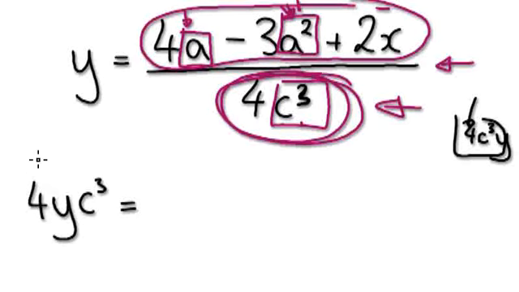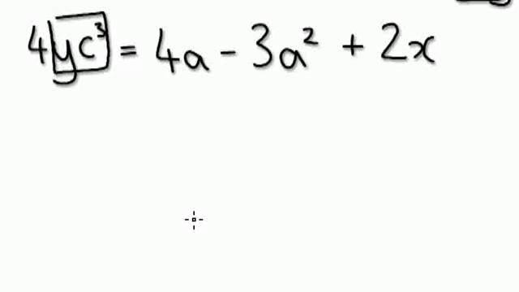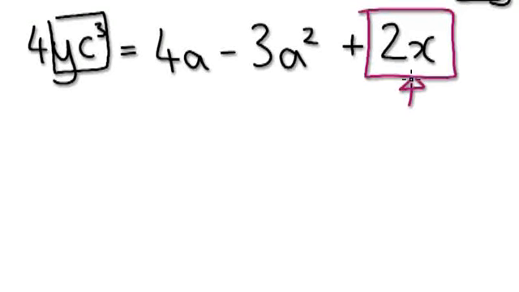So basically we've got 4 lots of whatever's in here. And then on the right hand side you have 4a minus 3a squared plus 2x. Remember, you're trying to make x a subject, so keep an eye on this bit here. Keep an eye on this here. Basically, now let's kill off, we could kill off either of these. Let's kill off this one first because it's a minus.